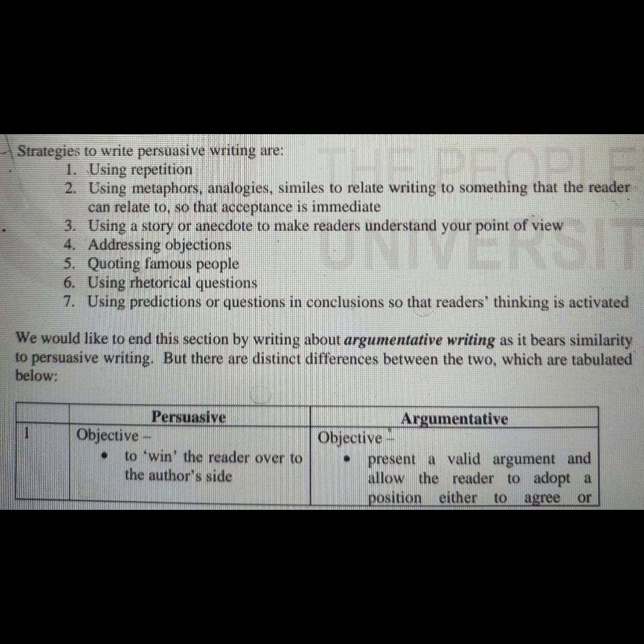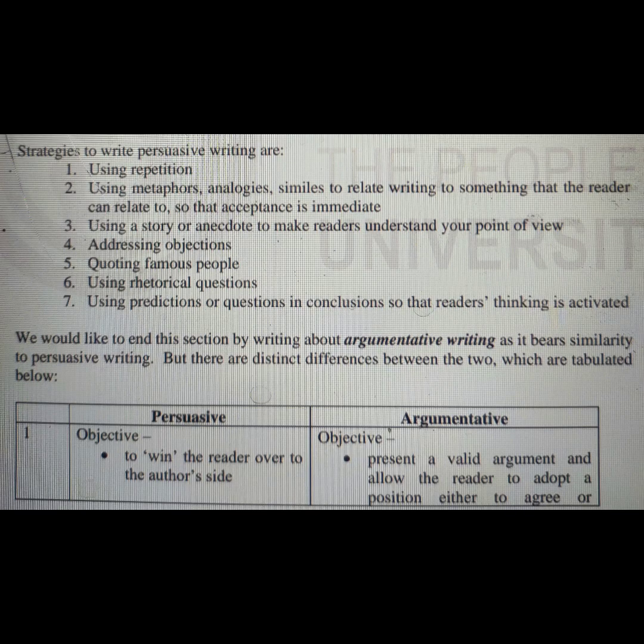Strategies to write persuasive writing are: 1. Using repetition. 2. Using metaphors, analogies, similes to relate writing to something that the reader can relate to, so that acceptance is immediate. 3. Using a story or anecdote to make readers understand your point of view. 4. Addressing objections. 5. Quoting famous people. 6. Using rhetorical questions. 7. Using predictions or questions in conclusions so that readers' thinking is activated.